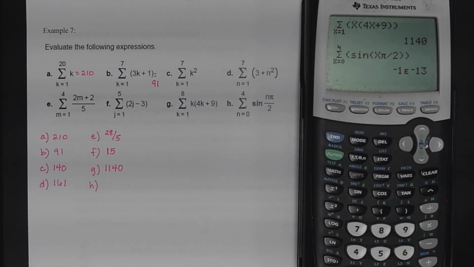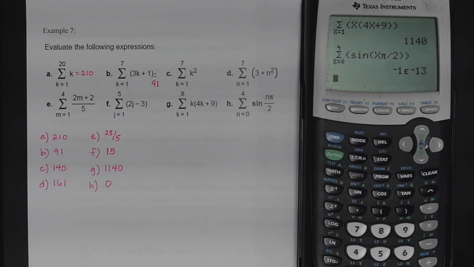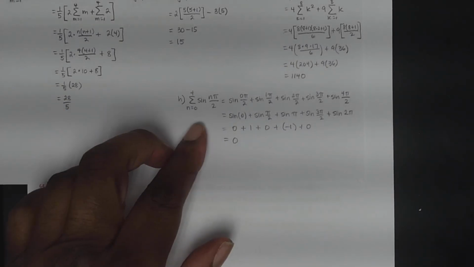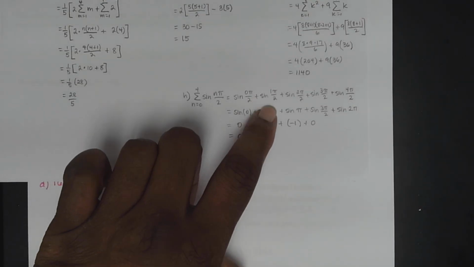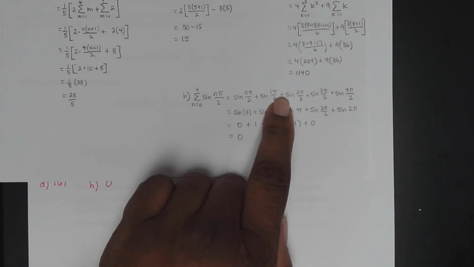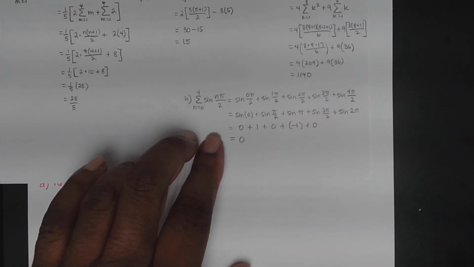Then hit enter. In this case, I got a negative 1 times e to the negative 13th power. But if you were to write that out as a decimal value, it would be like a point, 12 zeros, and then the 1. But we can say 0. Because if you were to do this manually, I'll show you here, you'll have sine of 0 pi over 2 plus sine of 1 pi over 2 plus sine of 2 pi over 2 plus sine of 3 pi over 2 plus sine of 4 pi over 2.